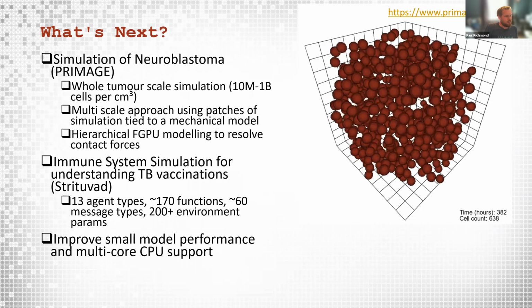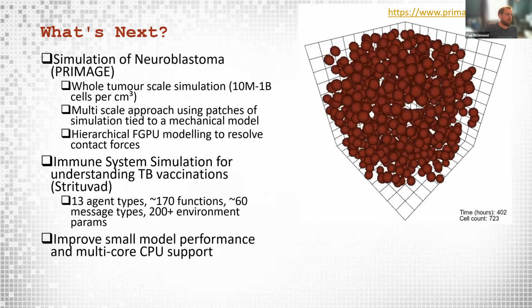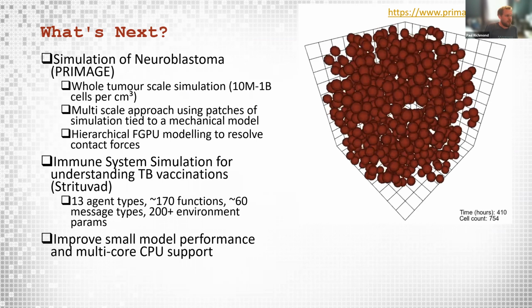The other area is immune system modeling for TB vaccinations. We also have obviously an ambitious list of development activities that we'd like to undertake in terms of adding some multi-core CPU support for falling back for systems that don't have GPUs, or perhaps for agent populations that are so small that the GPU would be ineffective at speeding them up.